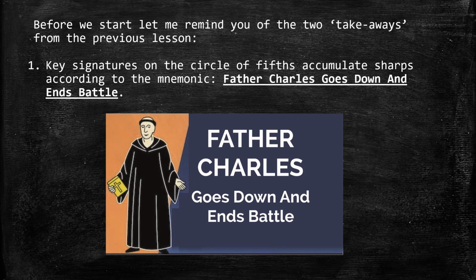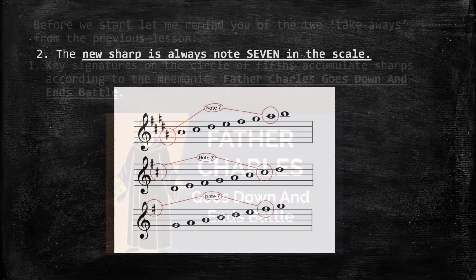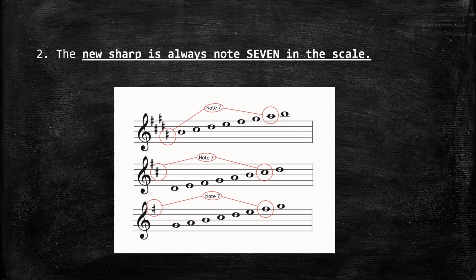Before we start, let me remind you of the 2 takeaways from the previous lesson. 1. Key signatures on the circle of fifths accumulate sharps according to the mnemonic Father Charles goes down and ends battle. 2. The new sharp is always note 7 in the scale.